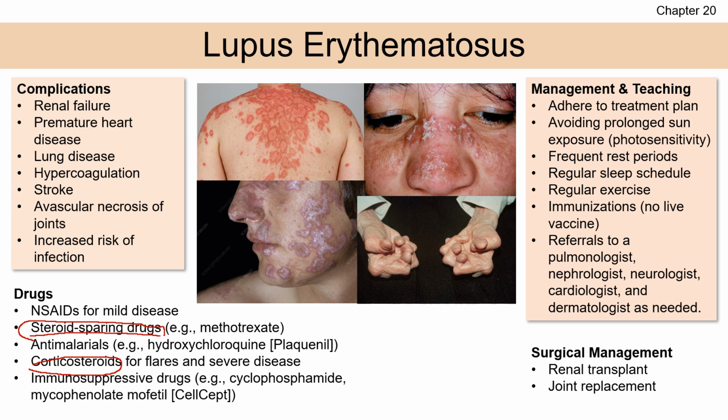Make sure they have their immunizations and that they don't get a live vaccine because of the risk for infection for these patients. And again, because it affects multi-organ systems, we should be referring them to specialists so they can get that focused care. And surgical management, if there is a lot of severe damage to, for example, the kidneys or the joints, then they may need a transplant or some joint replacement.